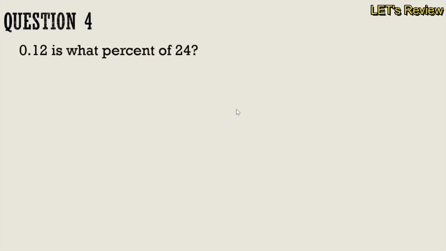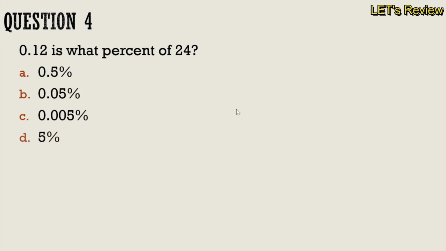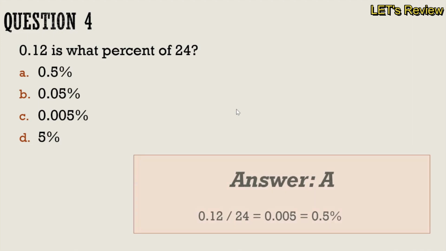Question 4. 0.12 is what percent of 24? A. 0.5%, B. 0.05%, C. 0.005%, or D. 5%. The answer is A. 0.12 divided by 24 is equal to 0.005. That is equal to 0.5%.